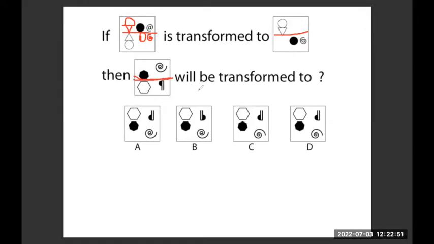This becomes a hexagon on top. This becomes an octagon, a heptagon, which has this pointed edge on the bottom. The pointed edge of the heptagon will be on the bottom and its flat side will be at the bottom. This paragraph becomes an inverted paragraph like this.